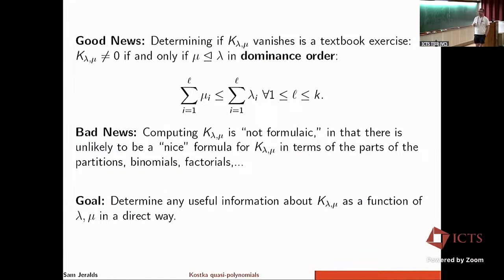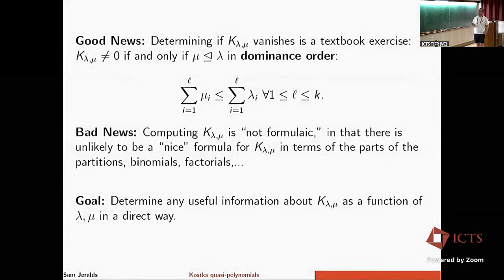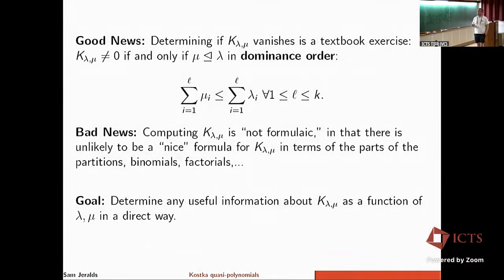Some good news about them is that if you want to know if they are non-zero, this is a textbook exercise. Knowing that you have at least one way of filling this in is related to whether or not mu is less than or equal to lambda in the dominance order. For dominance order, we just take all of the partial sums of the partition mu, and that should be less than or equal to all the partial sums for the partition lambda. So actually seeing if these things vanish or not, easy textbook exercise.